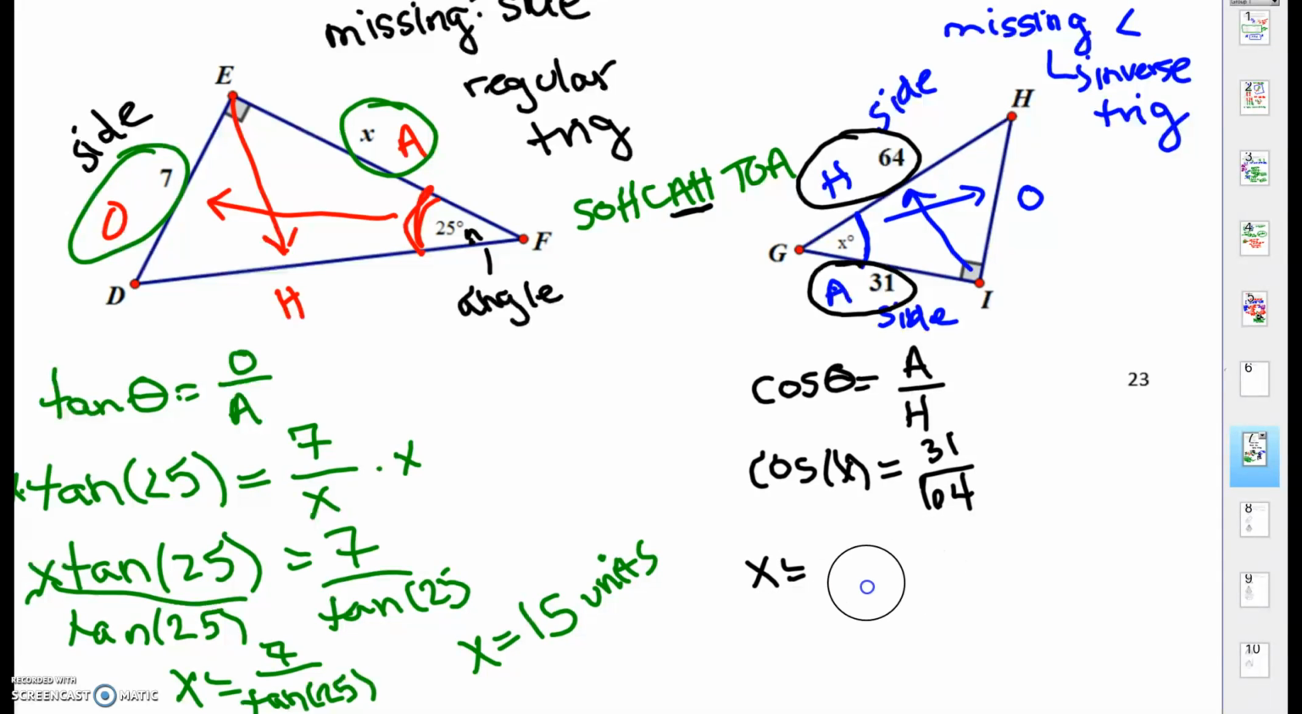Why is this doing all this funky writing? I'm sorry, guys. I promise I'm not this messy in real life. Cosine inverse, that's a 6, of 31 over 64.